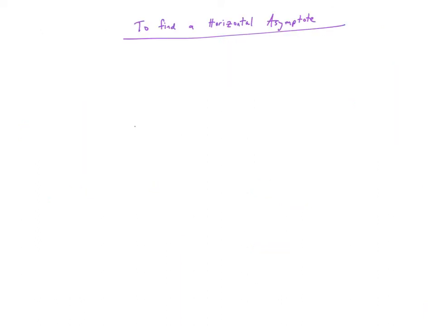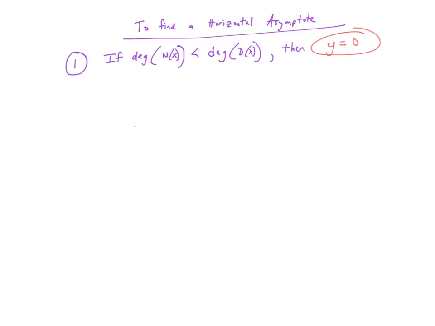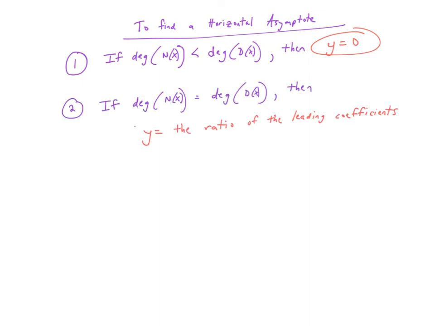To find the horizontal asymptote of a rational function, we observed 3 cases. Case 1. If the degree of the numerator is less than the degree of the denominator, then y equals 0 is the horizontal asymptote. Case 2. If the degree of the numerator equals the degree of the denominator, then the horizontal asymptote is y equals the ratio of the leading coefficients.